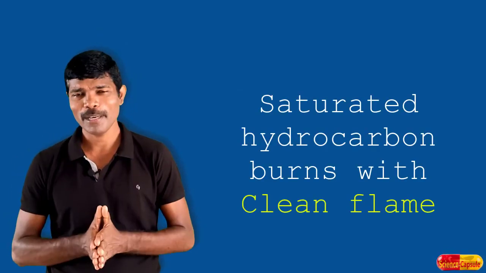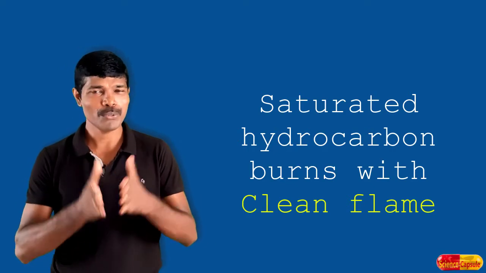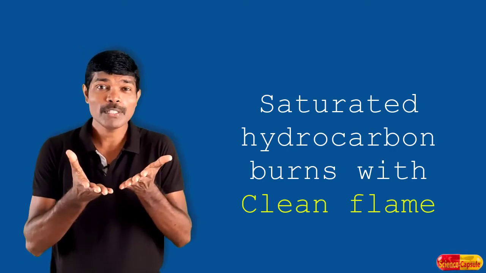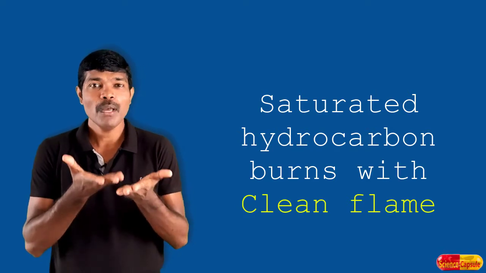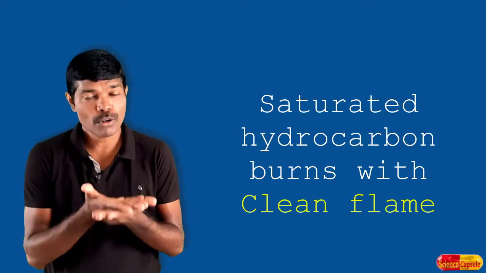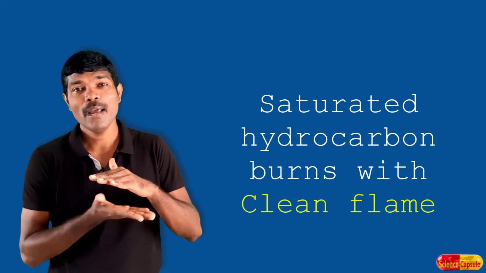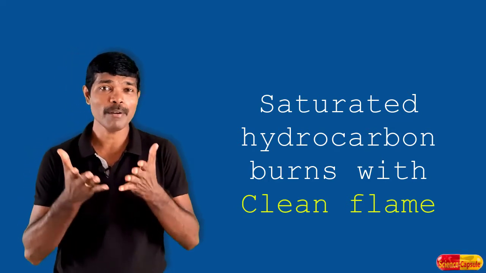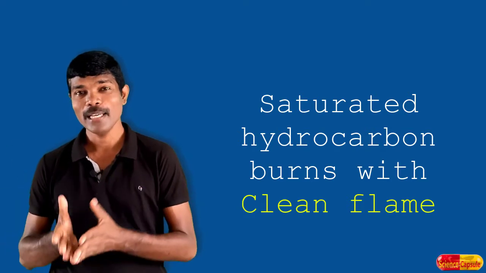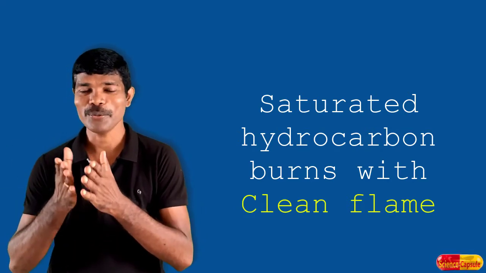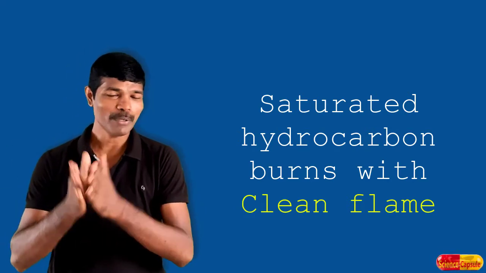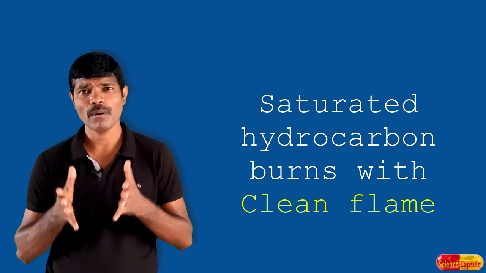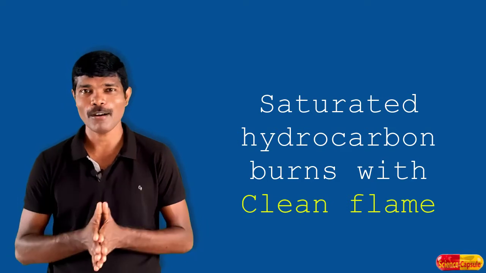You are very much familiar with the gas stove which you use in your home, isn't it? It burns with a blue flame, which is a clean flame. If you keep any vessel and cook food, then you won't see any black spot under the vessel, which means the hydrocarbon which we use in our gas cylinder is a saturated hydrocarbon. That is why it won't produce any smoke. The holes on the burners are just to ensure a sufficient oxygen supply.